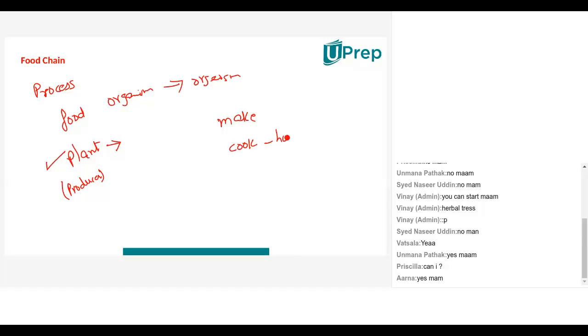Right? What is the kitchen of the plant? The leaf. The leaf is the kitchen of the plant. We too have a kitchen at our home, right? What all nutrients does the leaf require to make its own food? Carbon dioxide, water, and chlorophyll. Chlorophyll, sunlight, and of course nutrients which it gets from the soil.